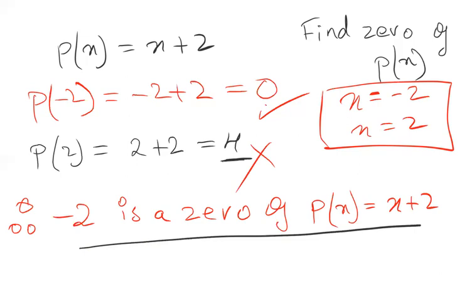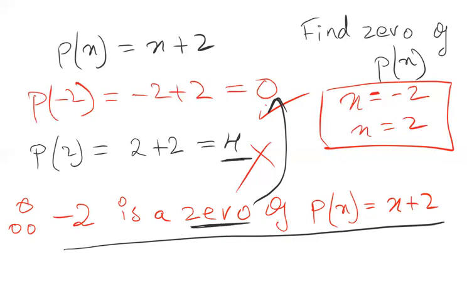It is a zero because it's giving 0 when I put x as value equal to minus 2. That's why. Alright. So I'm pretty sure you must have understood the meaning of zero of the polynomial. You must have understood what they mean when they say zero of the polynomial. Okay?